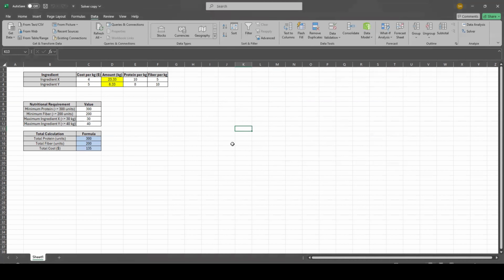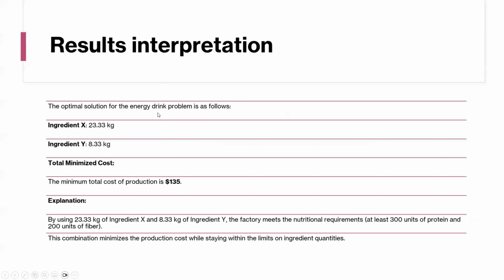So let's interpret the results. The optimal solution for the energy drink problem is as follows. Ingredient X 23.33 kg, ingredient Y 8.33 kg. The minimum total cost of production is $135. By using 23.33 kg of ingredient X and 8.33 kg of ingredient Y, the factory meets the nutritional requirements, at least 300 units of protein and 200 units of fiber. This combination minimizes the production cost while staying within the limits on ingredient quantities.